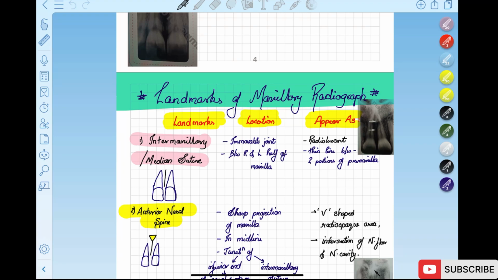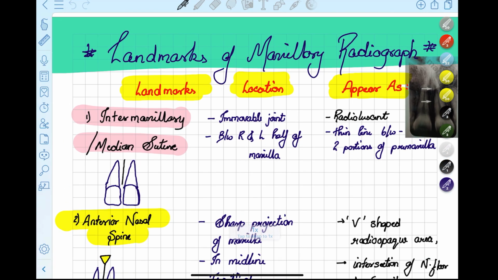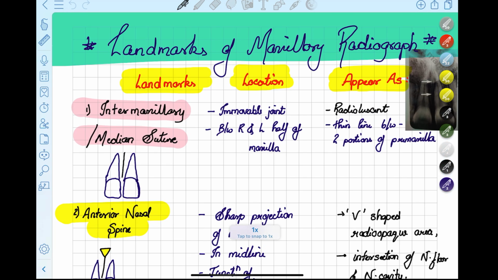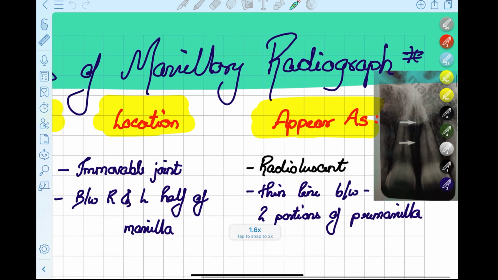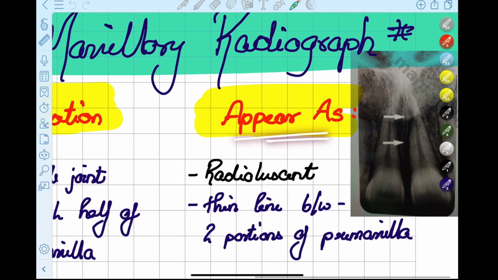With the second part, that is landmarks of maxillary radiograph, or the landmarks seen in maxillary IOPA. As we can see, the first landmark is the intermaxillary or median suture. The location of the intermaxillary or median suture is that it is an immovable joint located between the right and left half of the maxilla. As we can see in this IOPA, it appears as a radiolucent structure.